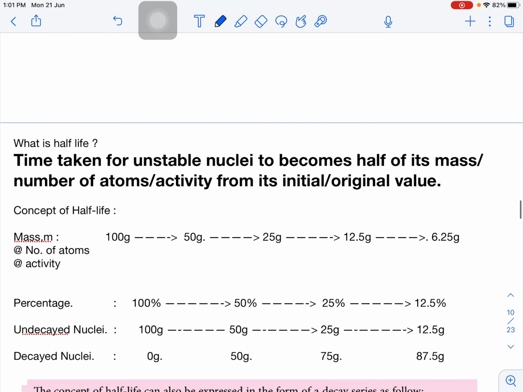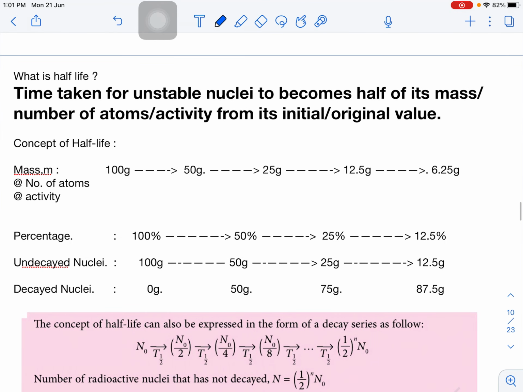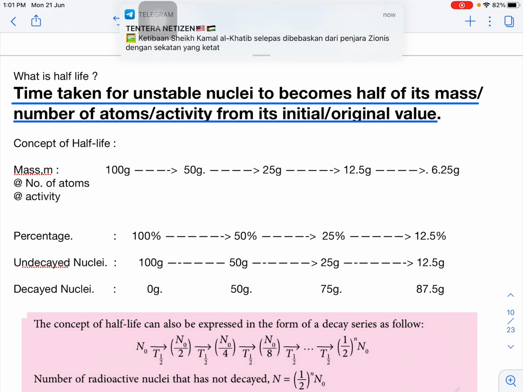Okay, so we want to continue with half-life. What is half-life? Half-life is the time taken. When we say life, we want to measure time. Time taken of what? Time taken for unstable nuclei to become half of its mass, or number of atoms, or activity from its original or initial value. That we call half-life.